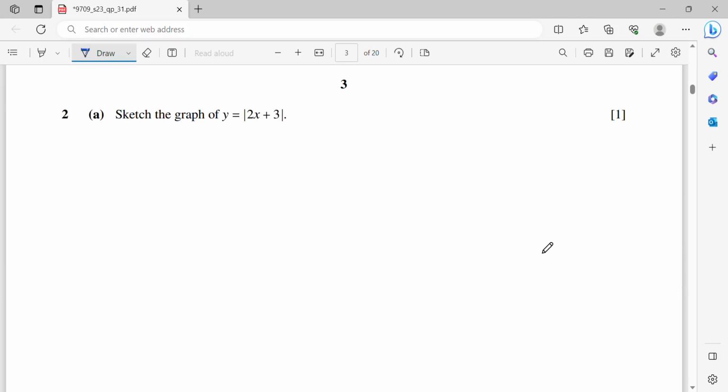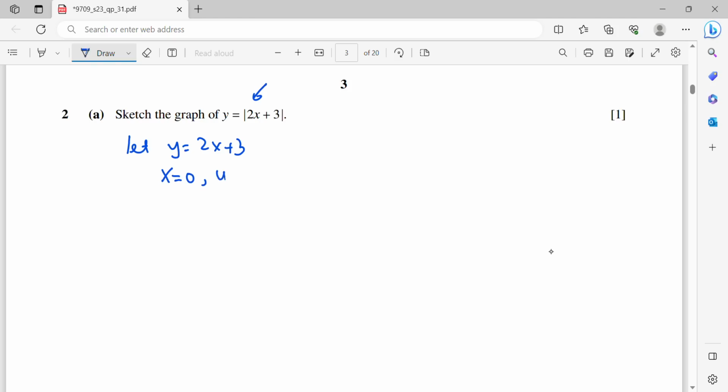Okay, so now let's move on to question number 2. Question 2a, sketch a graph of y equals modulus of 2x plus 3. So to sketch the modulus graph, first of all, I will just ignore the modulus sign. Let y equal 2x plus 3. Then to sketch this straight line, I need to find 2 points.